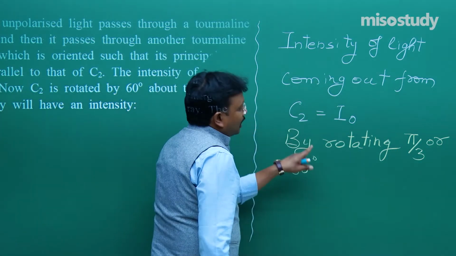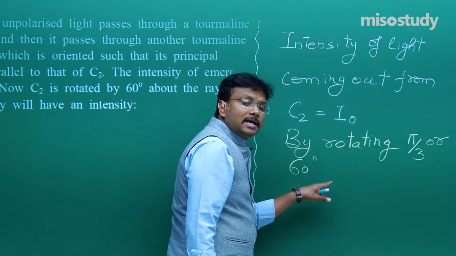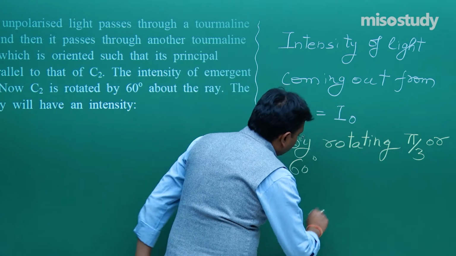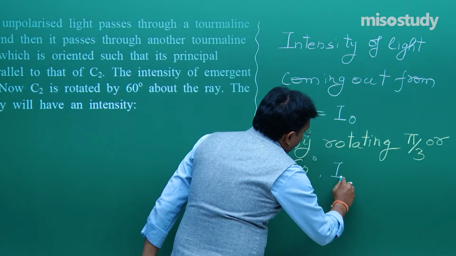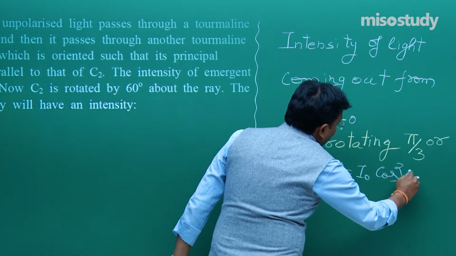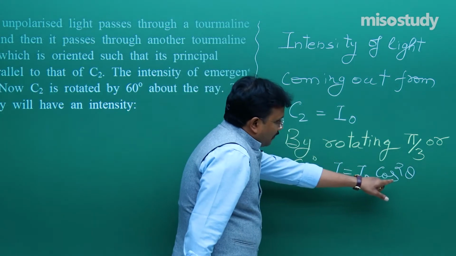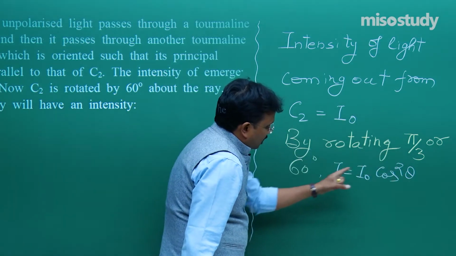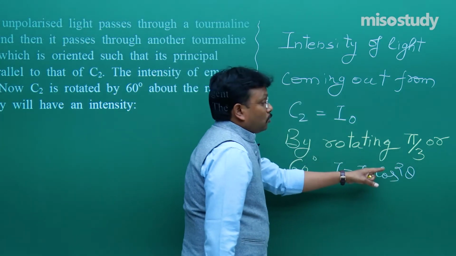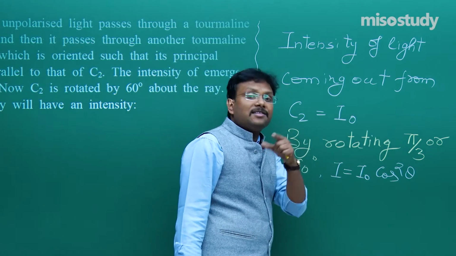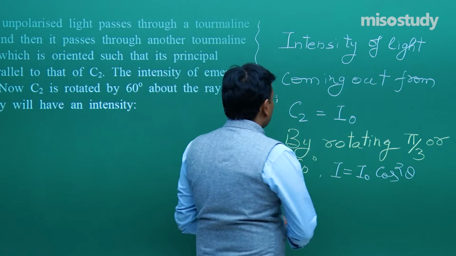So, what you will get? You will have to use the formula I is equal to I naught cos square theta. So, let me write down that formula, that is I is equal to I naught cos square theta. You know the value of theta, it is pi by 3 or 60 degrees. So, put the values over here. So, cos 60 is 1 by 2, sin 60 is root 3 by 2, fine.